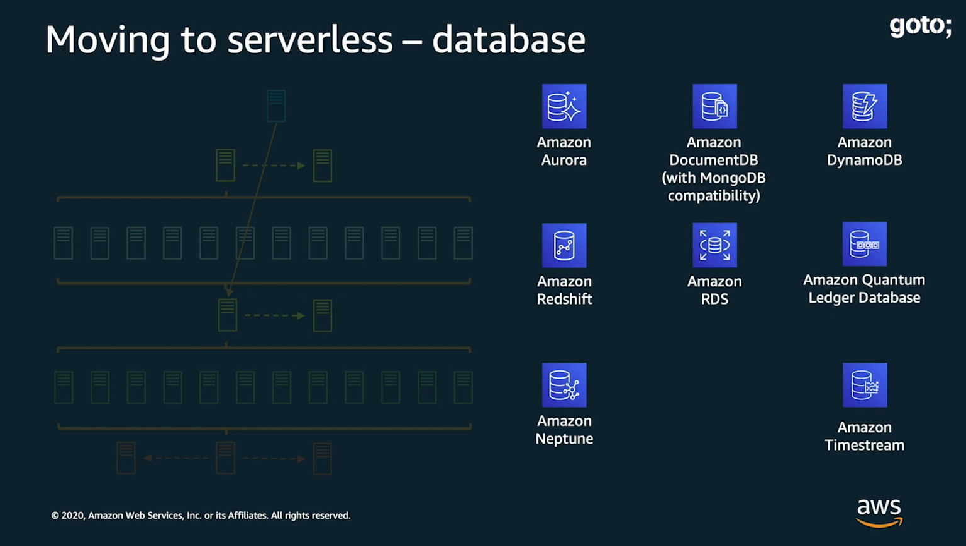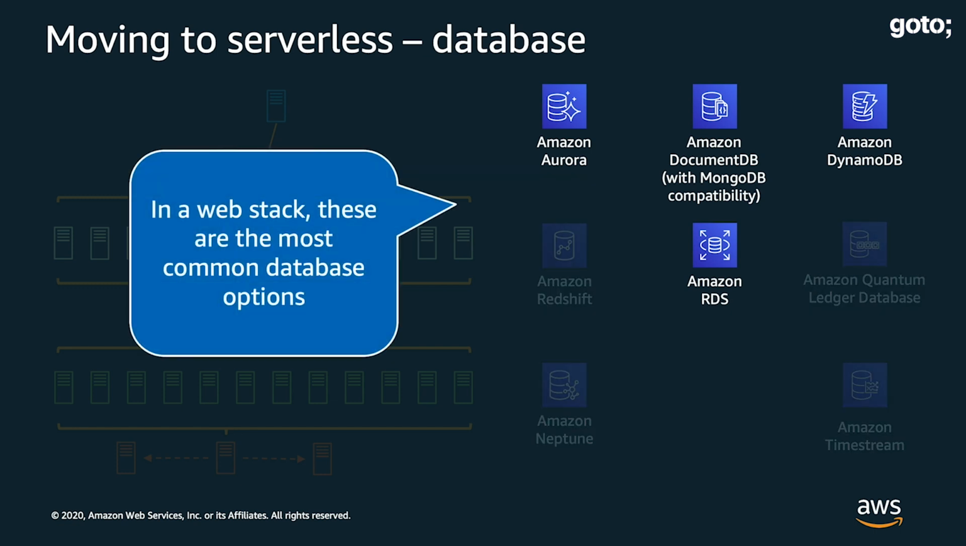All right. So the main ones that we use in web stacks are generally Aurora, which has Postgres and MySQL on a very scalable platform. DocumentDB, DynamoDB, which is my personal favorite, the one I use all the time. Love it, it's fast, it's very robust. And Amazon RDS, great if you're running relational database services.